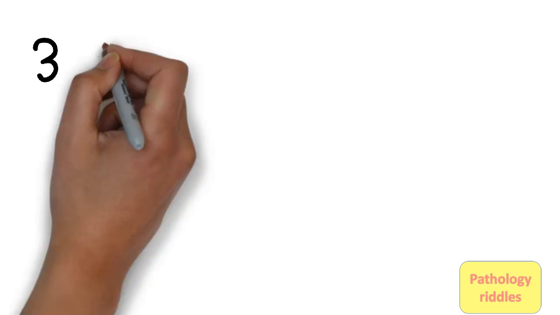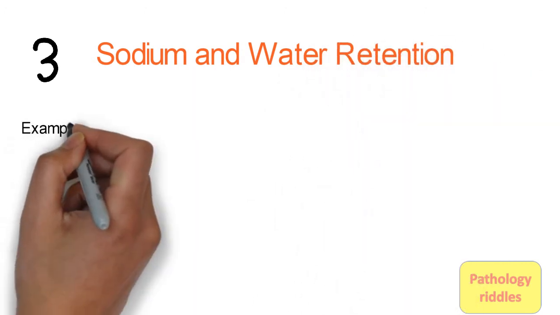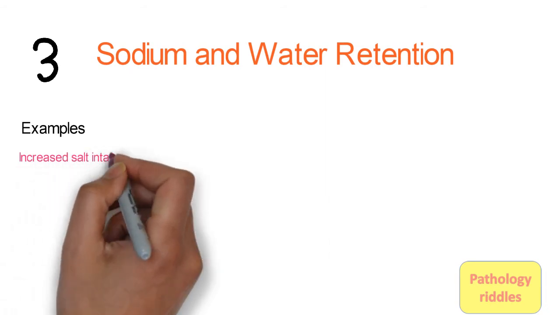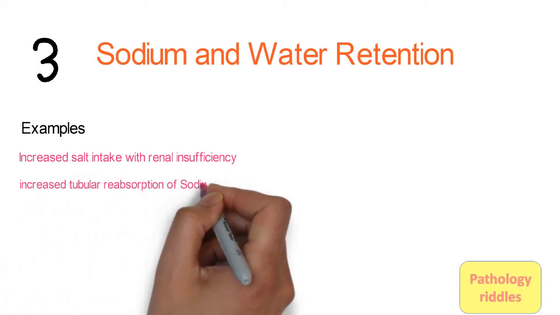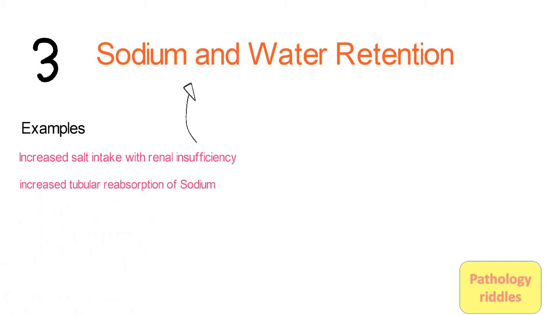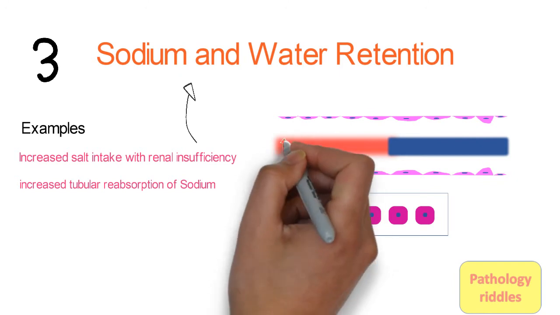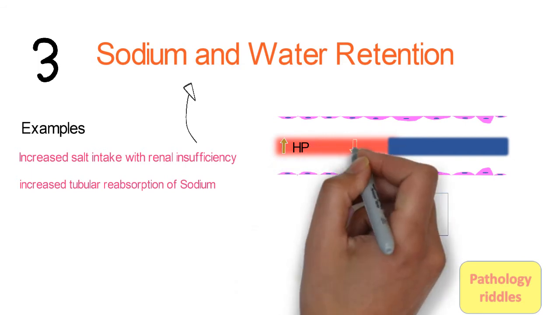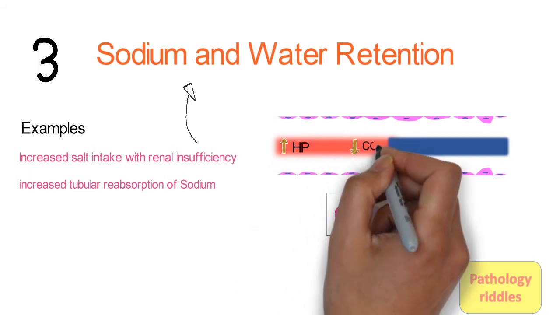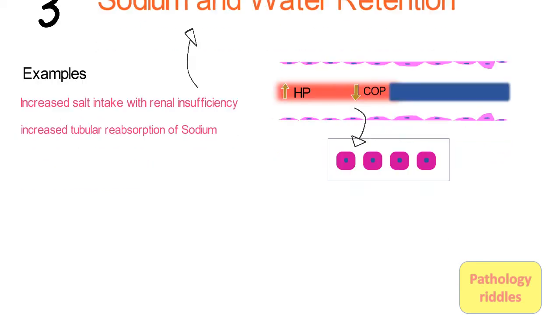Third mechanism, sodium and water retention. Conditions like excessive salt intake with renal insufficiency or increased tubular reabsorption of sodium result in increased salt retention. This increases water retention, leading to both increased hydrostatic pressure, which is due to increased intravascular fluid volume expansion, and decreased vascular colloid osmotic pressure, which is due to dilution. Now these two combine and cause edema.